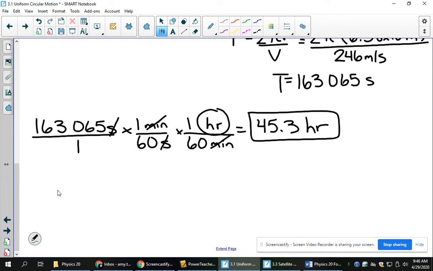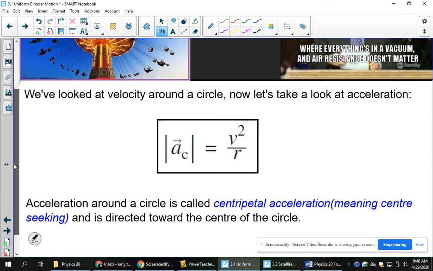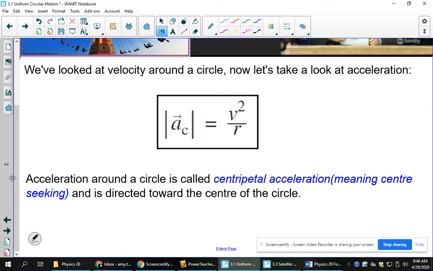All right. Let's look at the next formula. Now that we've done velocity, we can talk about acceleration around a circle. So acceleration is going to be velocity squared divided by the radius. This is centripetal acceleration, and it's always directed towards the center of the circle. So one key to point out is this word centripetal. I'm going to show you in a second the difference between centripetal and centrifugal with an F.